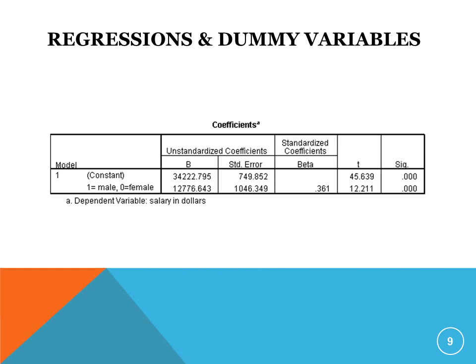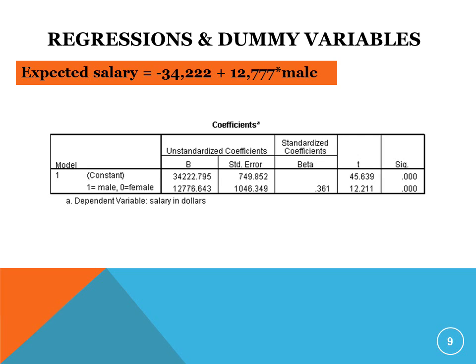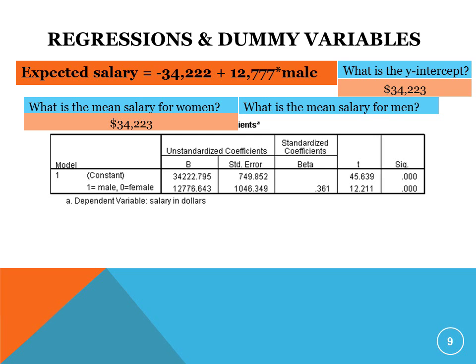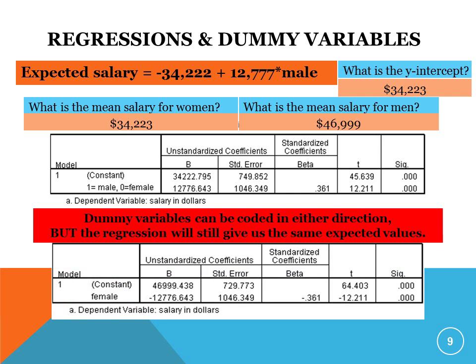All right, so let's take a look at what that looks like in the equation now. So what is the Y-intercept here? Hopefully you said 34,000. And what is the mean salary for women? Well, it's 34,000 because at 0, that's what our Y-intercept is. Okay? So what is the mean salary for men? Well, we should just add that $12,777 to give us about 47,000.